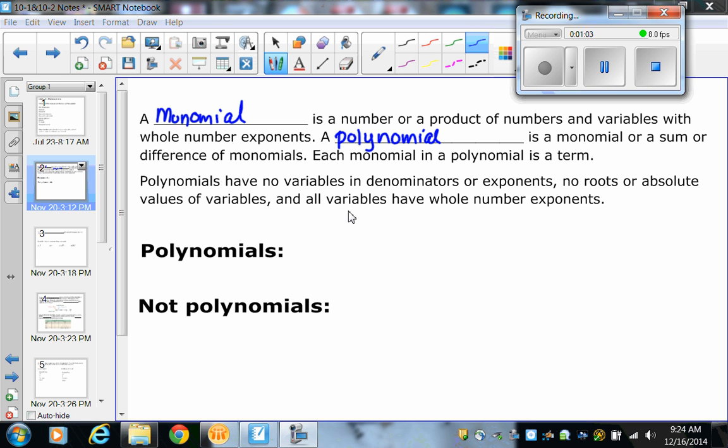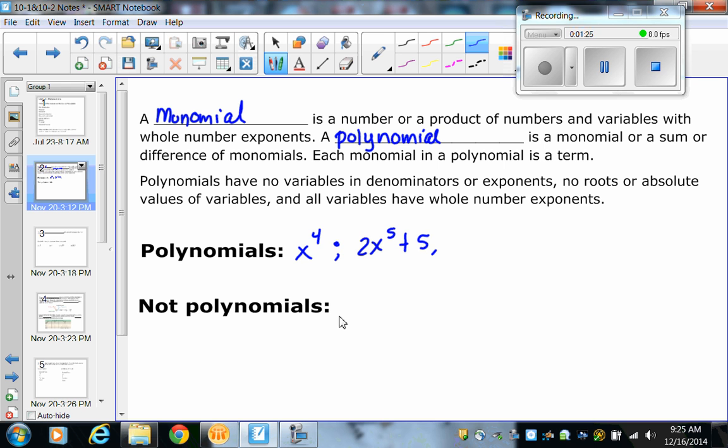Polynomials have no variables in denominators or exponents, no roots or absolute values of variables, and all variables have whole number exponents. So some examples of polynomials would be something like x to the fourth, or 2x to the fifth plus 5.